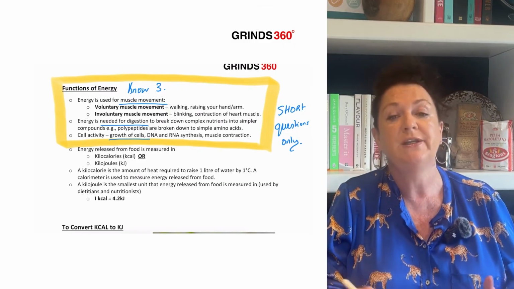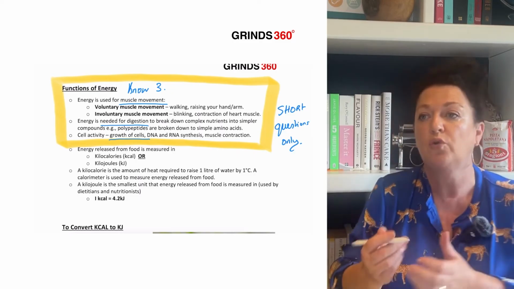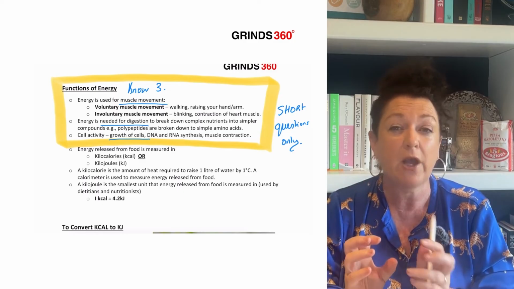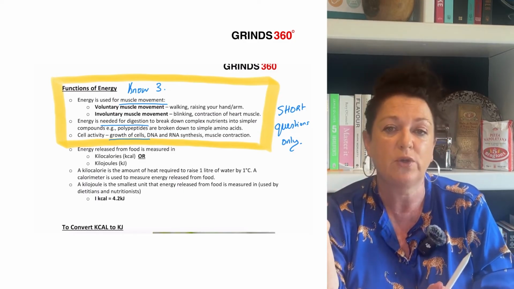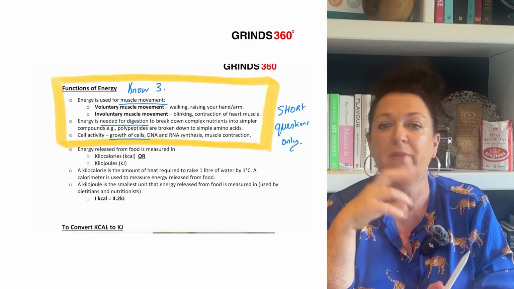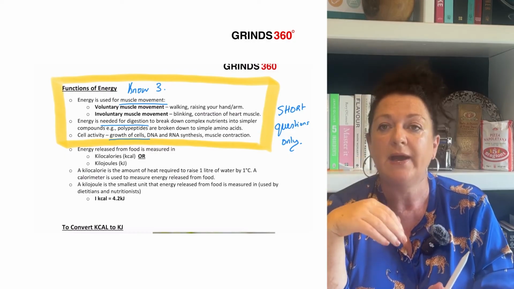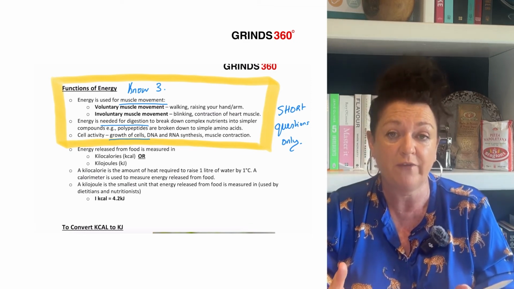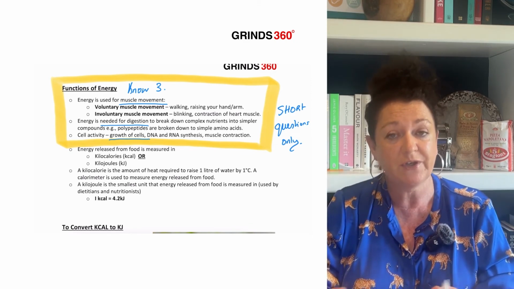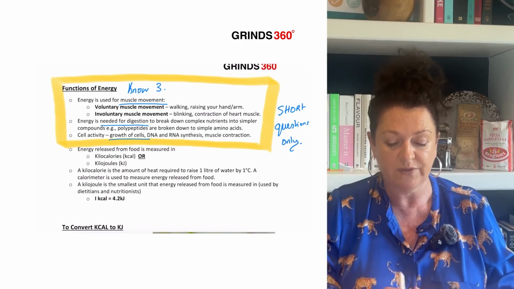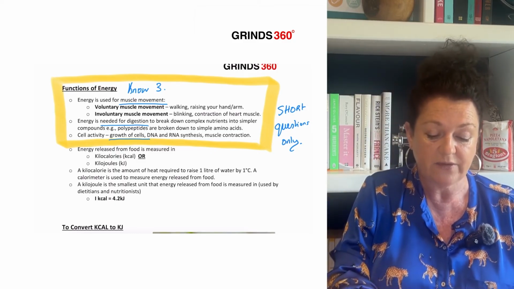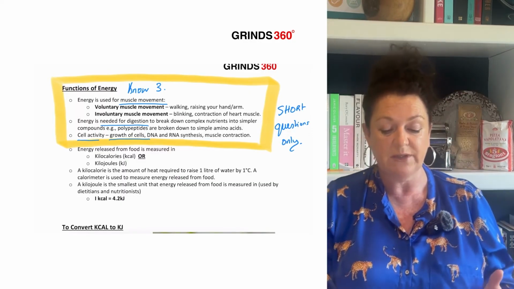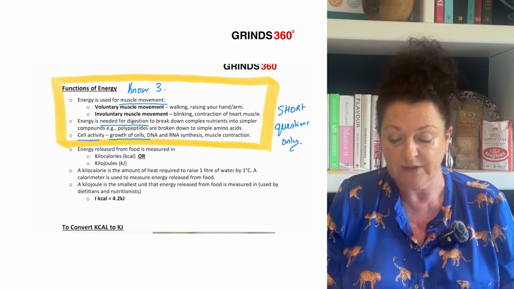Then we have energy needed for digestion. As we go through the course, we'll be looking at how nutrients, particularly macronutrients, are very complex initially. For example, you've heard of words like starch, you've heard of polypeptides, of protein, and we need to break these down in order for them to become a usable form of energy. And that goes on during digestion, but this of course will require a source of energy. And then cell activity would be another one. The growth of cells, DNA, RNA synthesis, muscle contraction. So these are functions of energy.